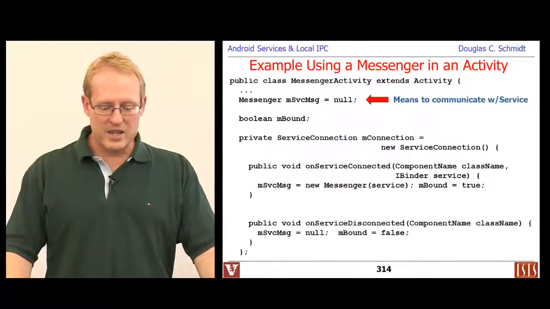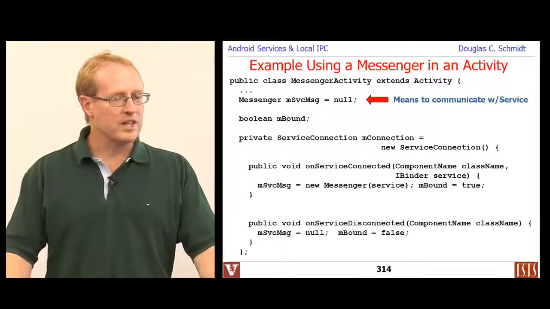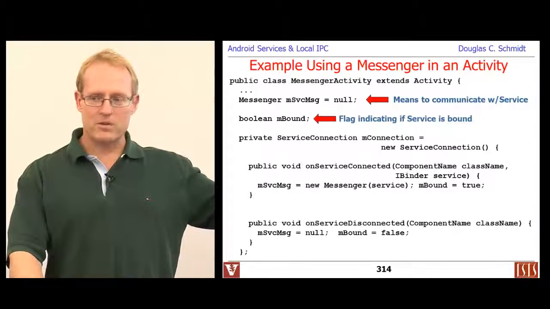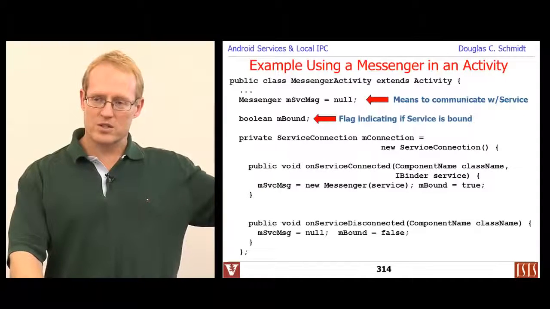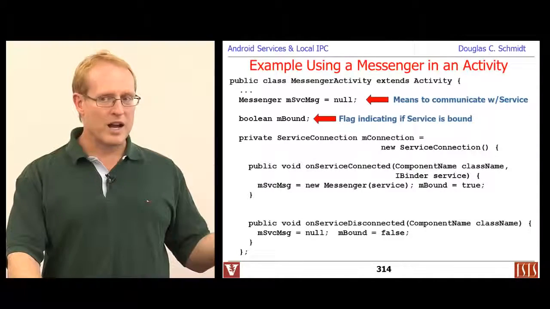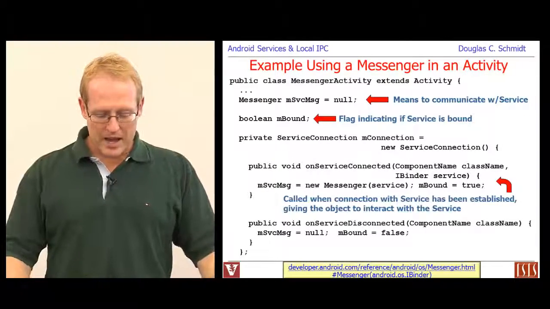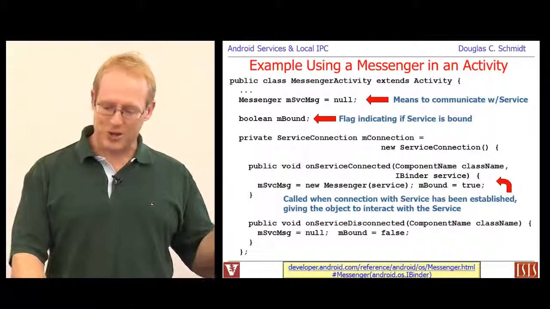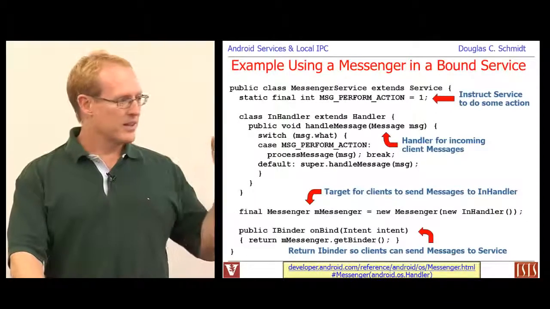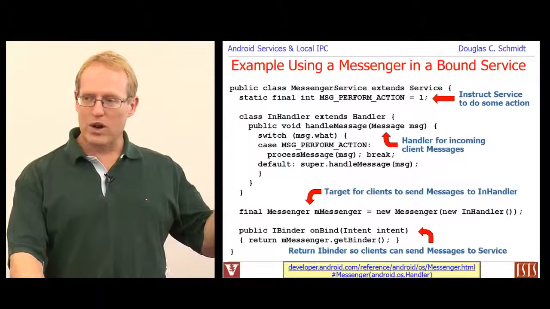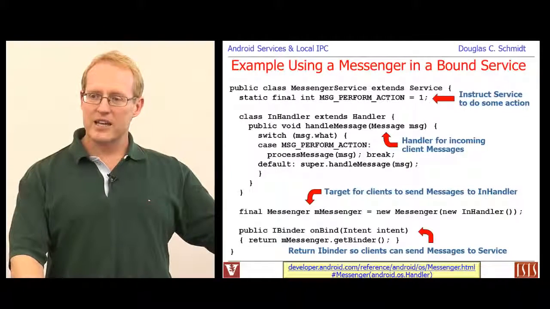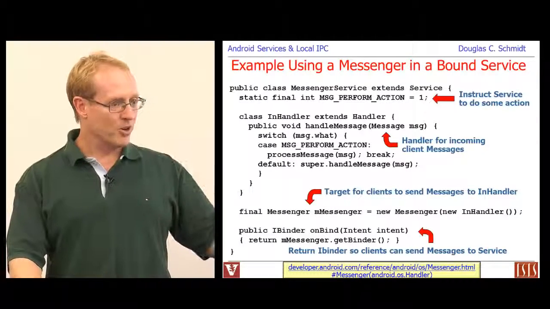Here then is the messenger activity. This guy goes ahead and creates a reference to the messenger, which it's going to use to send stuff to the service, keeps track of whether it's bound or not. Then basically we have this, onServiceConnected. onServiceConnected gets called, recall, by the Android runtime when onBind returns successfully. What does onBind give you back? onBind gives you back the binder.